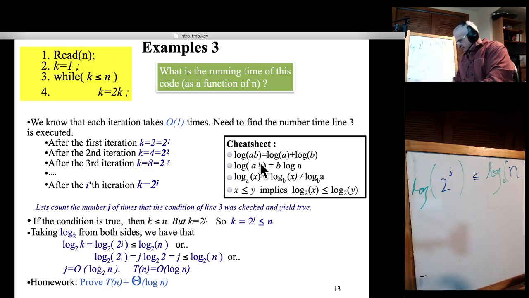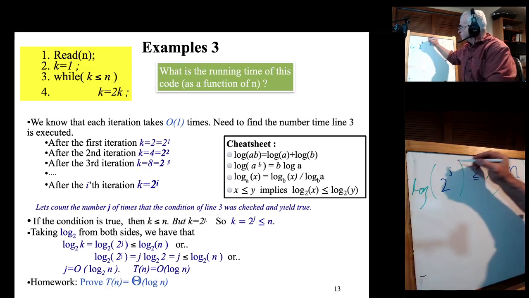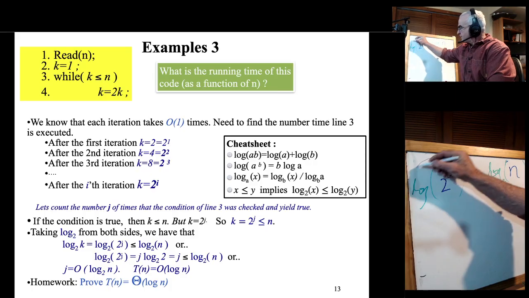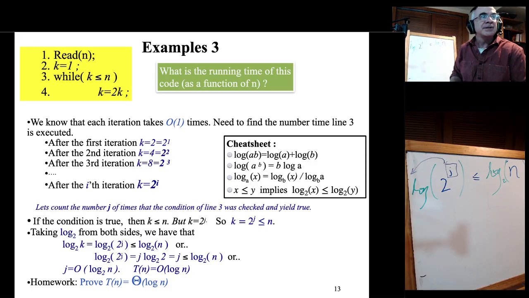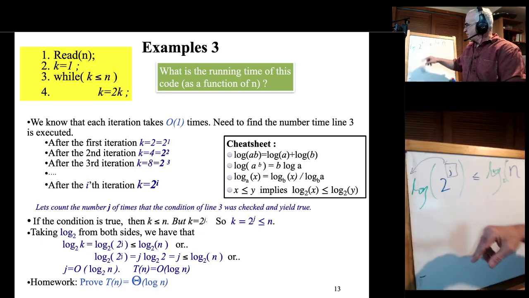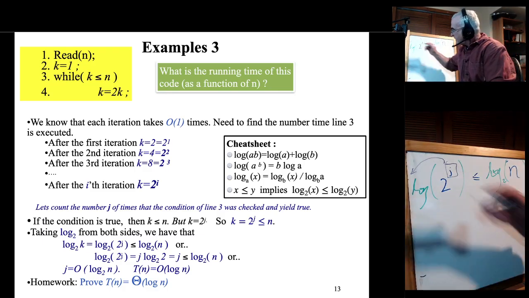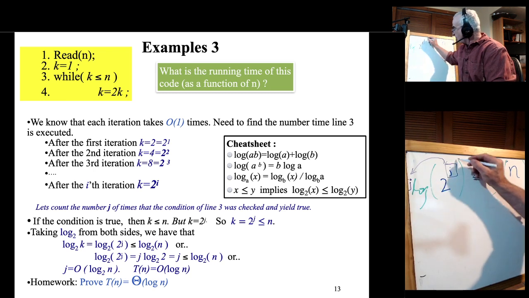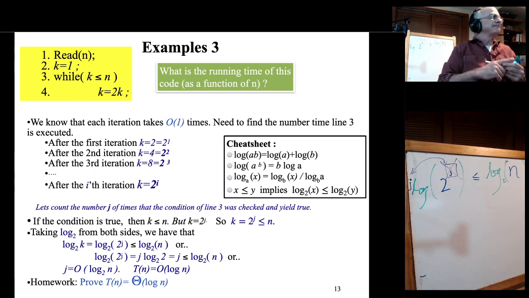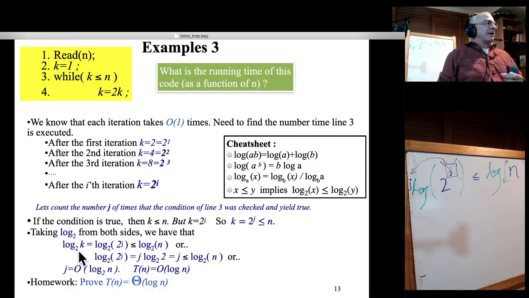Now j plays the role of this b, and I'll just move it to the beginning of the log. So instead of having the j over here, I will have j over here. So I'm getting that log to the base 2 of 2 to the j is just j times log to the base 2 of 2. I'm doing it once very slowly. You don't need to do it nearly as detailed as I'm doing it in the homework.